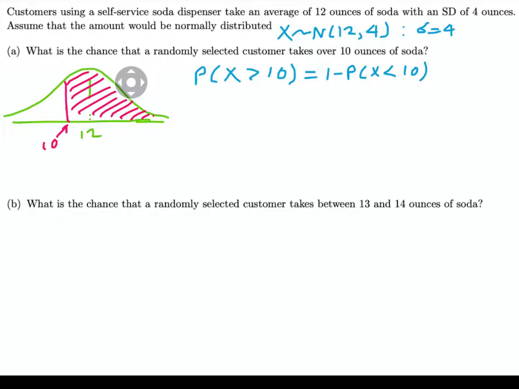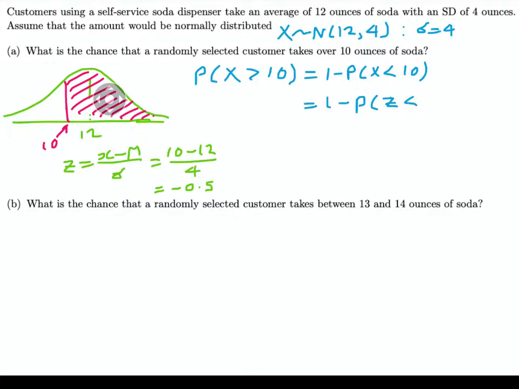Now, what is the next step? Yes, here 1 minus. We need to convert this X to Z. How do we convert X to Z? Z equal X minus mu over sigma. So what is the X value for this? X equal 10 here. So 10 minus mu equal 12 and sigma equal 4. Therefore this should be negative 0.5. Now we can write this probability Z less than negative 0.5.